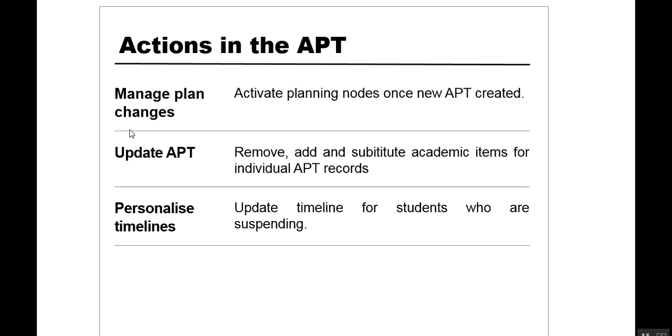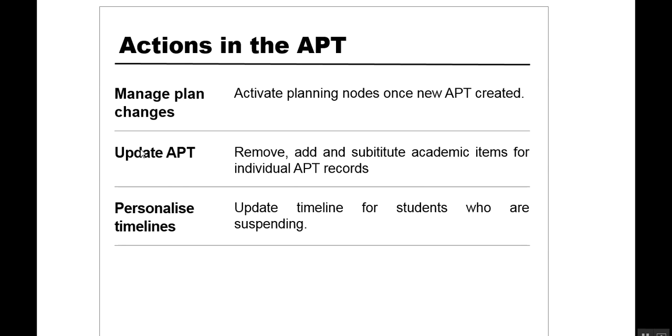So the sort of actions that you'll perform directly in the APT: if you've got a student that's changed plans, you'll create a new APT, but then you'll need to go into the APT and activate the planning node once it's created. Activating the planning node means the student can plan their choices for the stage they're in, or possibly for the stage that they'll be doing in the next year, in the summer term prior to it.